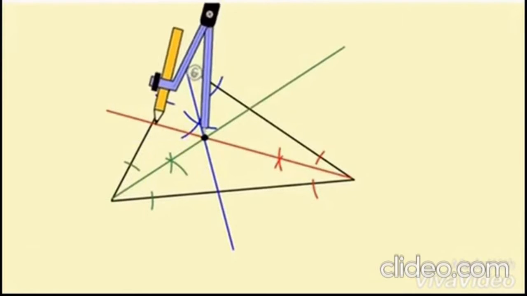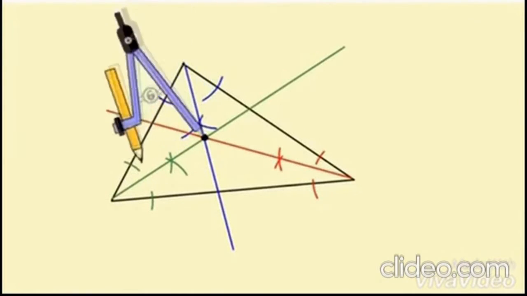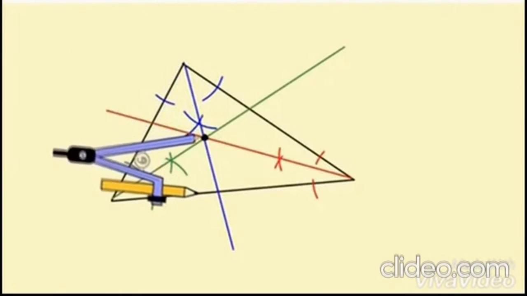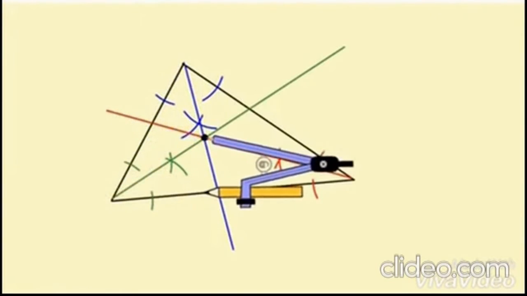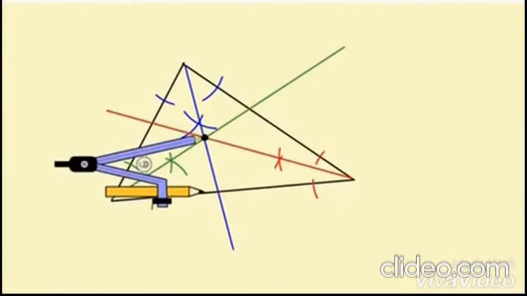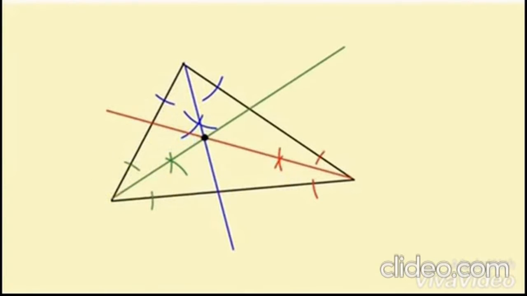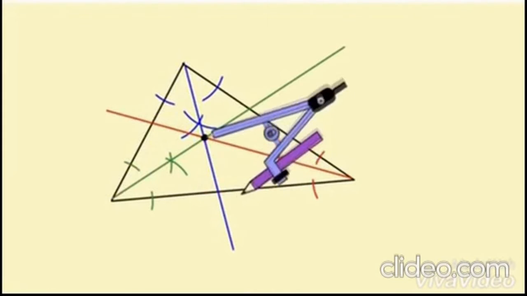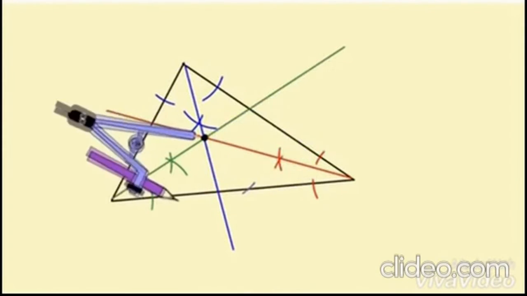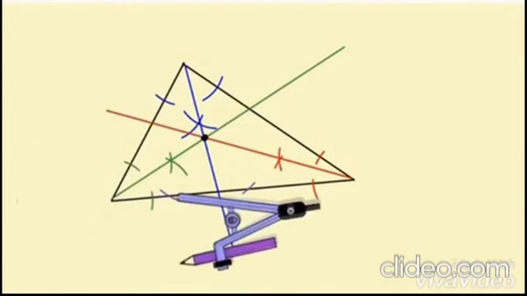Now the problem is, we can't just take the compass and put the center here and just kind of eye it. We can't say this looks kind of like the radius, because that would not be a construction. So what we have to do is construct the radius, which is the perpendicular segment from the incenter to one of the sides.